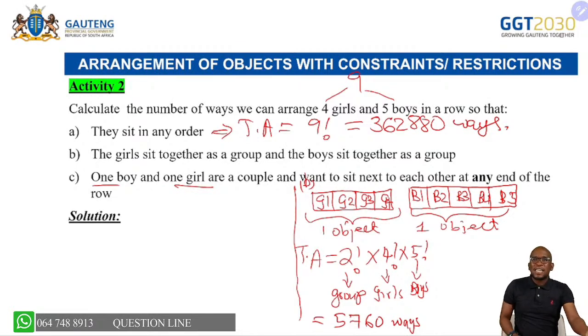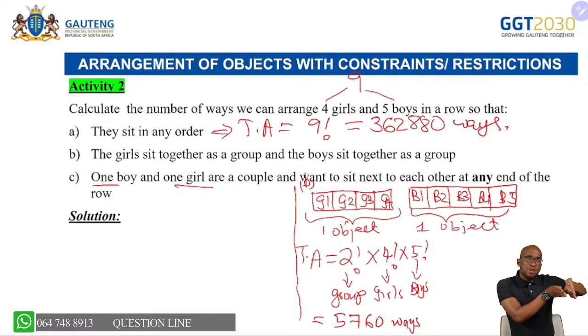Now, the last one: 1 boy and 1 girl are a couple and they want to sit next to each other at any end. So these 2 want to sit next to each other. If you look at this from a practical perspective, these two are a couple and they want to sit at any end, which means they can sit at the beginning of the bench or they can sit at the end of the bench. So we have two possibilities for them to sit at any end.